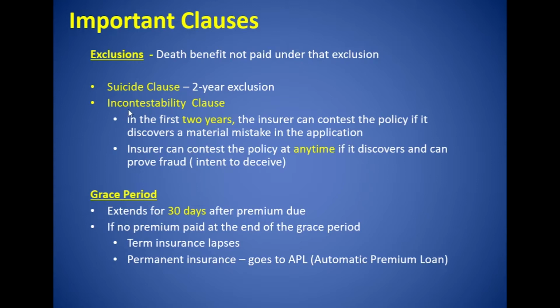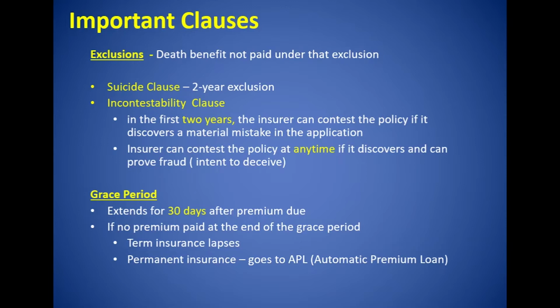We also have the incontestability clause. Now, the incontestability clause basically has a 2-year contestability period. And so in that first 2 years of a policy, the insurer can contest the policy if they discover that there's been a material mistake in the application. In other words, they discover something that if they had discovered it before, then they might not have issued this policy in the manner in which it was issued. It might have been issued potentially differently, or it may not have been issued at all.